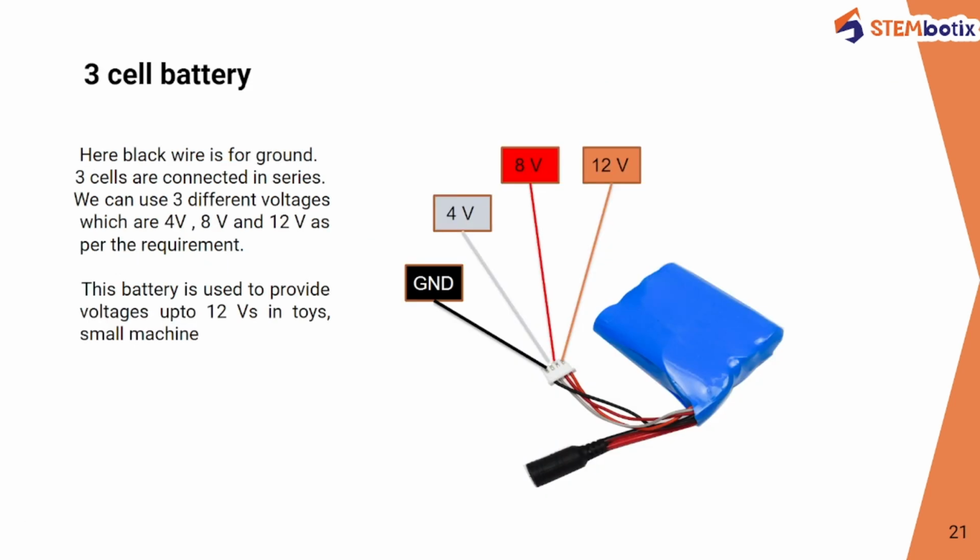Let us see the three cell battery. In this kind of cell, three cells are connected together, and as you can see here, you have a total of four outputs, or you can say four output pins. Here you have different colored wires. One is black, another one is white, then red, and then orange.